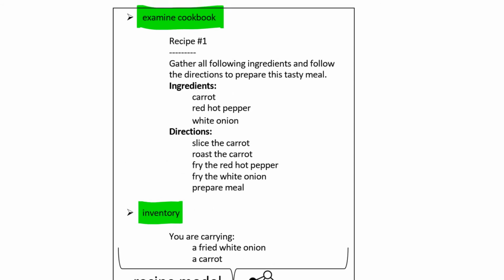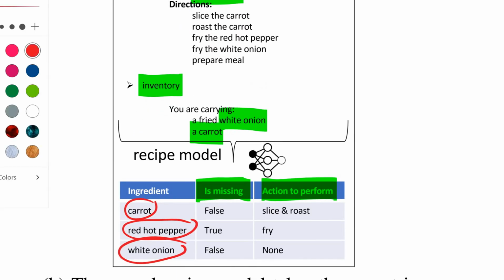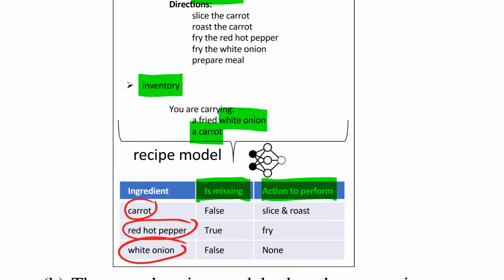So let's look at this example. The recipe tells you the ingredients are a carrot, a red hot pepper, and a white onion. And the inventory says you're carrying a white onion and a carrot, right? So down here you see, we do actually have a carrot, so it's not missing. The carrot isn't missing. You have it in your inventory. The red hot pepper is missing. We don't have it in the inventory, but we need it for the recipe. The white onion we need for the recipe, but it's not missing.